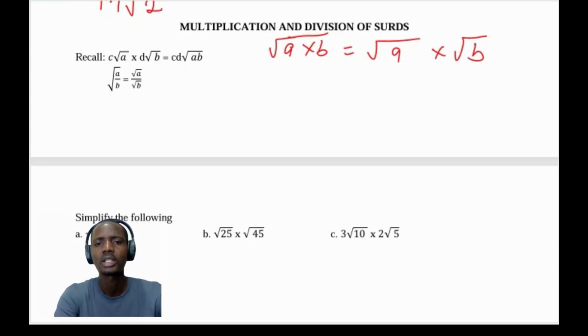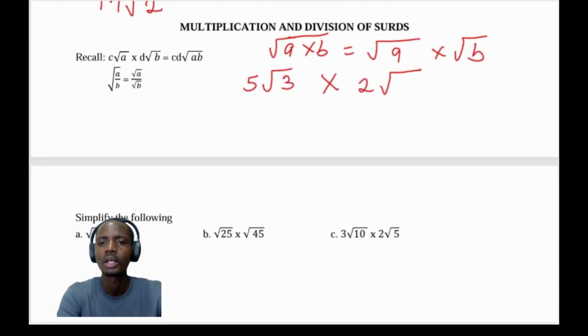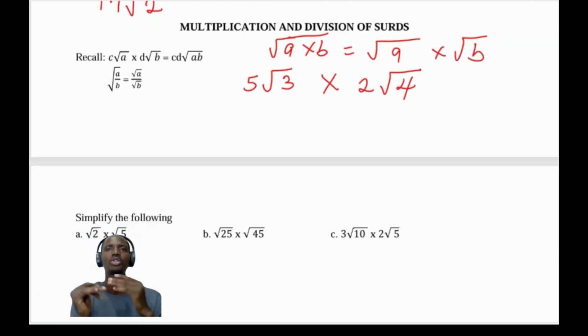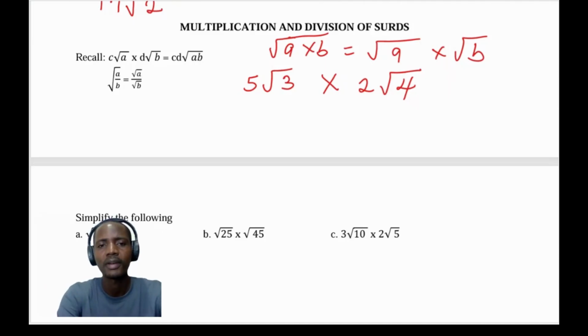But now let us put into consideration the case where I have 5 root 3 times 2 root 4 as an example, right? Now, this is multiplication. So we are not looking at the surds to check if they are similar or not, since this is multiplication. So we should know that 5 times 2, based on what we are doing, gives us 5 times 2.